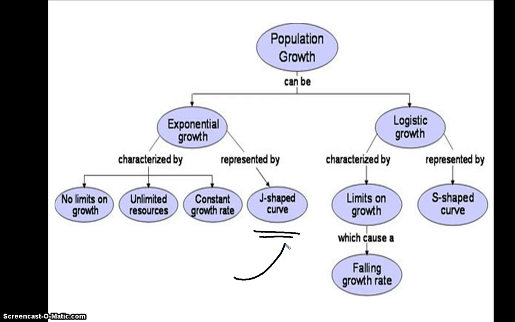And there's also something called logistic growth. And here's where something called the carrying capacity comes in. And they're characterized by something called an S-curve. So what will happen here, a population will start to grow, but some limiting factor kicks in, and that population levels off at a steady state.